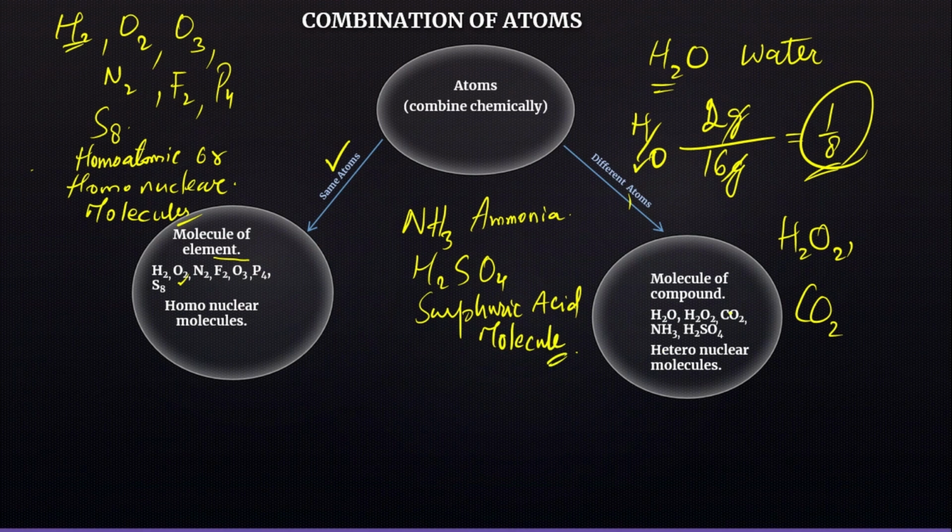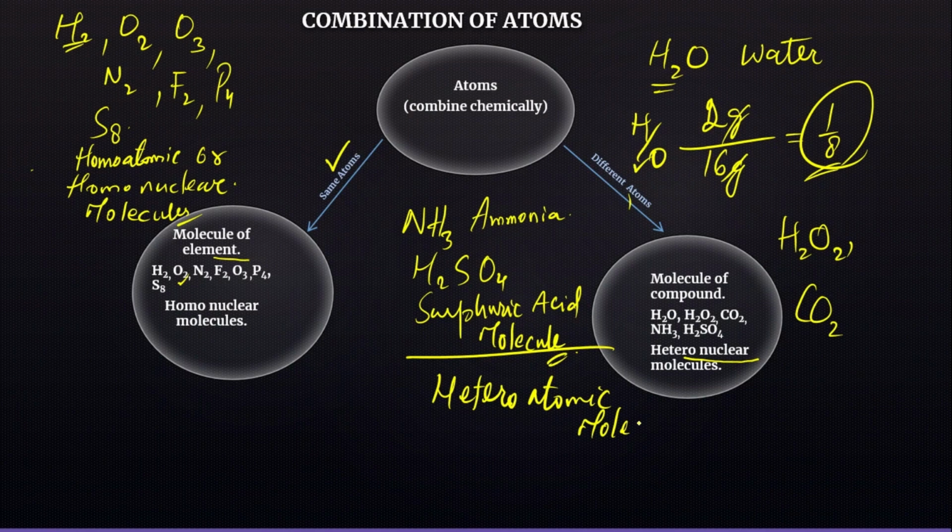Since different atoms are combining, they definitely have different nuclei, and the atoms are different. In that sense, we call such compounds or molecules heteronuclear molecules or heteroatomic molecules. So this was about the combination of atoms: why atoms combine, and how cations and anions are formed. After this, the obvious question is what governs the combination of these atoms. Definitely, there are two laws that govern the combination of atoms. Laws of chemical combination will be our next topic. Till then, keep learning. Bye bye.